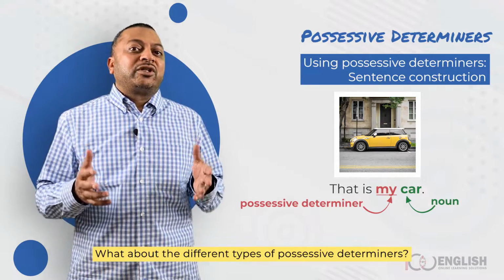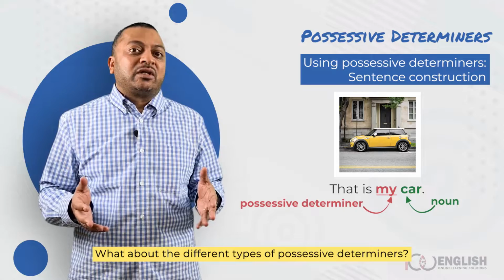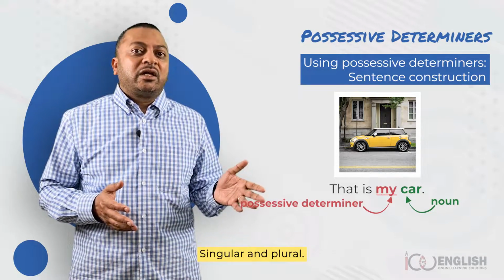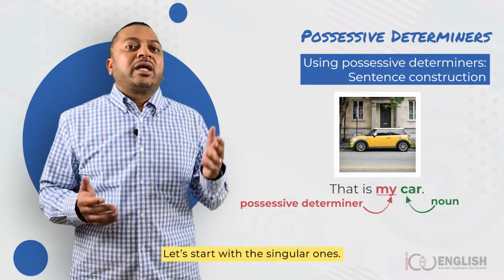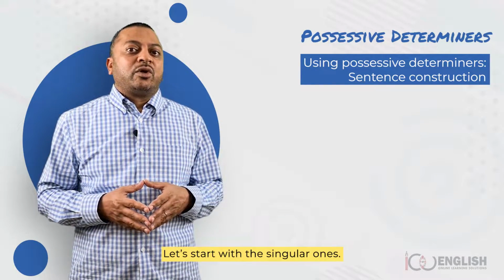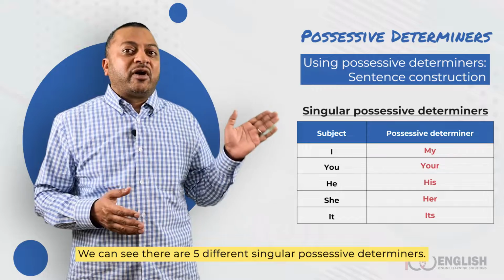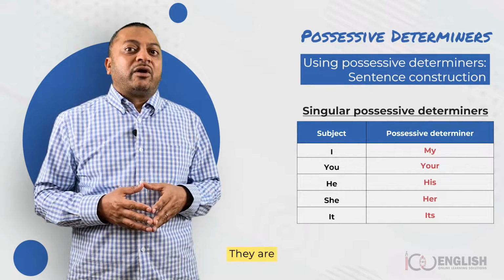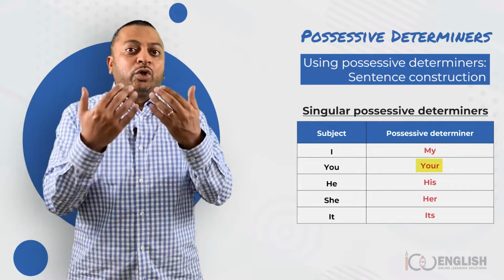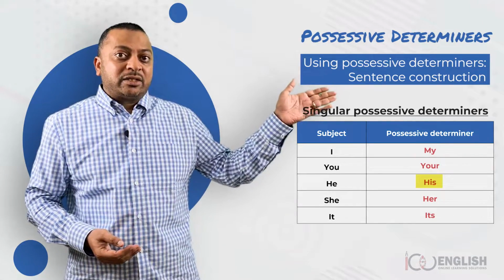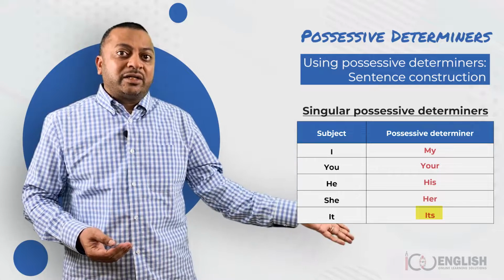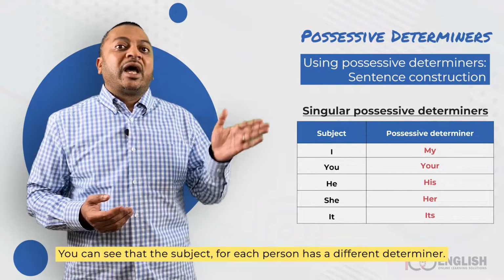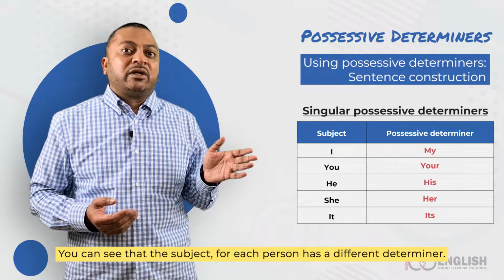What about the different types of possessive determiners? There are two types of possessive determiners, singular and plural. Let's start with the singular ones. We can see there are 5 different singular possessive determiners. They are my, your, his, her, and its. You can see that the subject for each person has a different determiner.